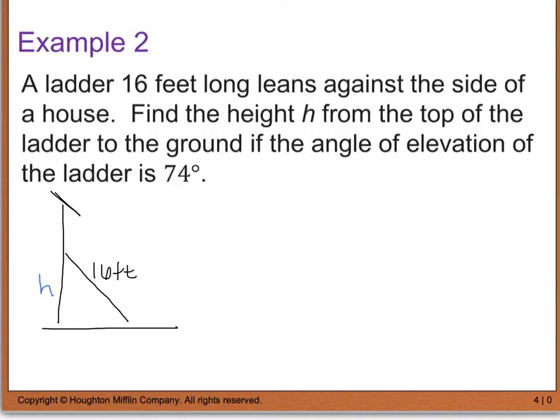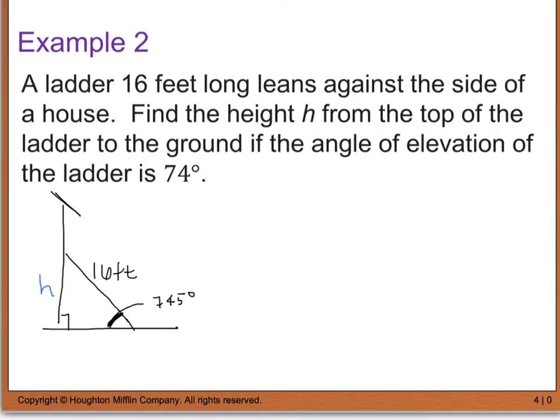Now remember, an angle of elevation is the angle off from the horizontal. So that tells me I have a right angle here, and that this angle here is really equal to 74 degrees. And by the angle, I mean this little bit right in here. So again, I'm going to use the side lengths and their relationship to the angle.